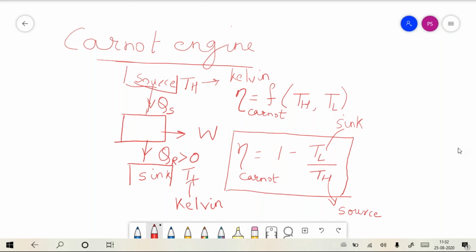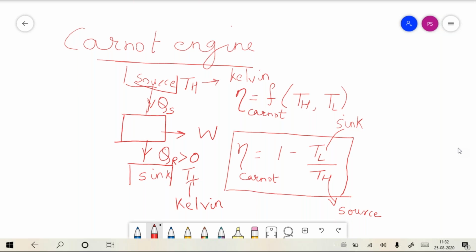The question is very simple. There is a Carnot engine, and the Carnot engine is working between 30 degrees Celsius and 800 degrees Celsius. Find its efficiency. You are required to find its efficiency. So solve this and put your answers in the question column.